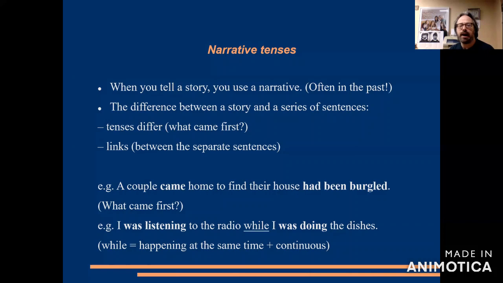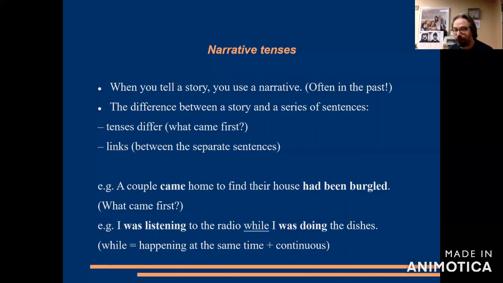A couple came home to find their house had been burgled. That is the first example. Now, what came first? Two reasons. Again, there's a lot of two reasons today, but with good use today. So two reasons why this is correct.